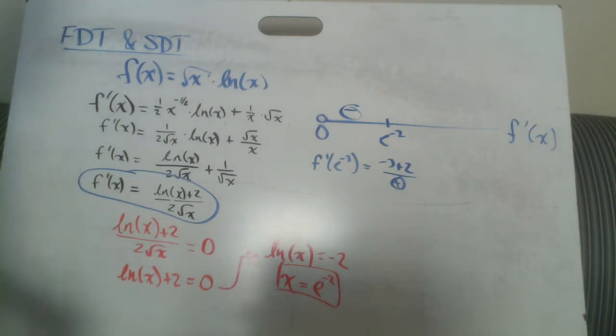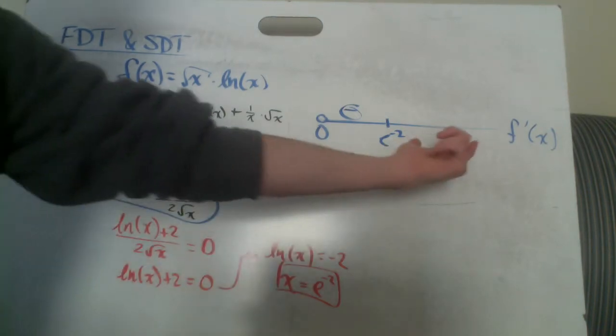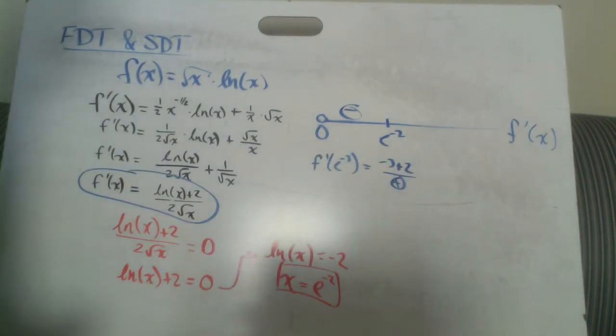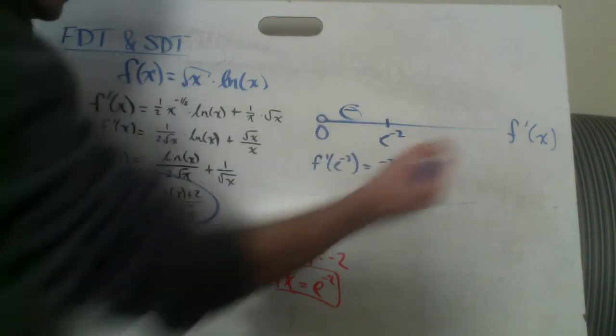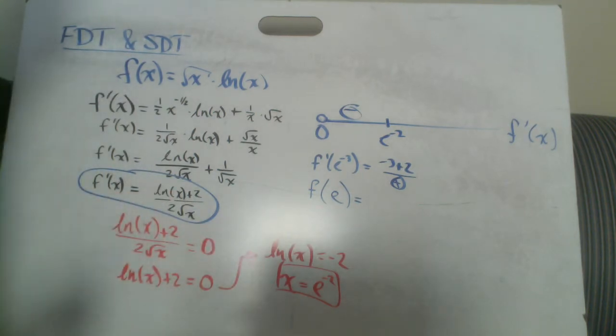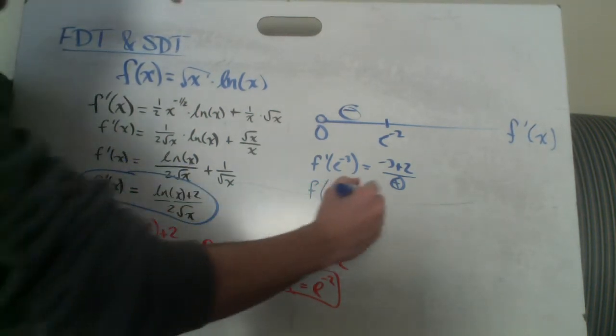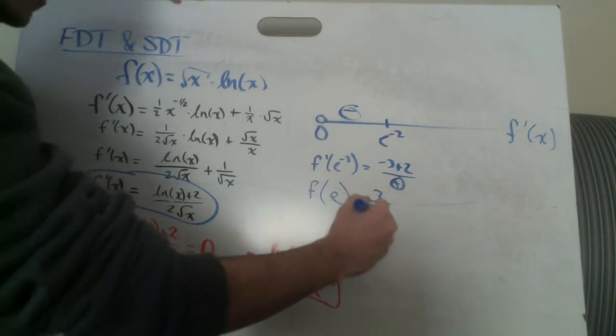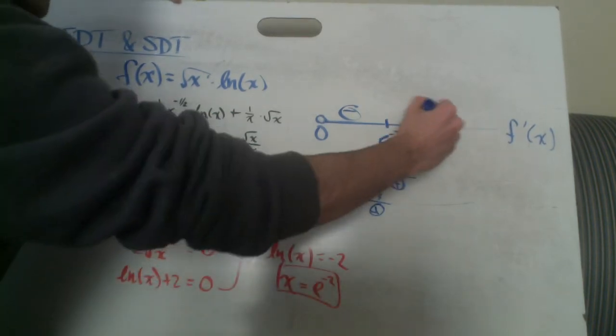Next, I have to figure out, well, what's going on here? Am I still negative? Have I switched to positive? These are my only 2 options. And so let's pick a number out here. Maybe I'll pick e, again because I want a nice value for my natural log. Natural log of e is just 1. 1 plus 2 is 3. So I get 3 over, again, some positive number. And that makes this positive here.